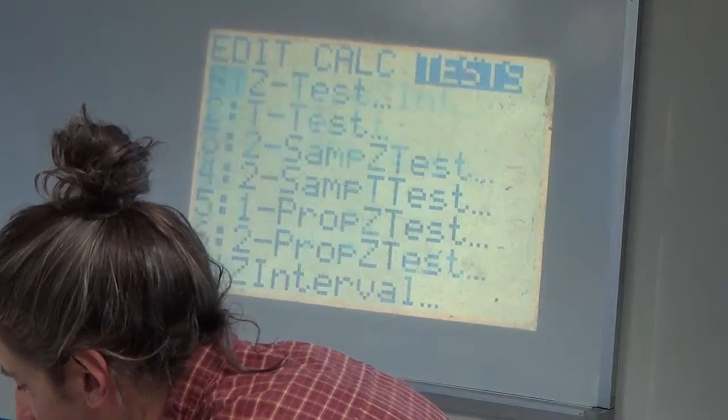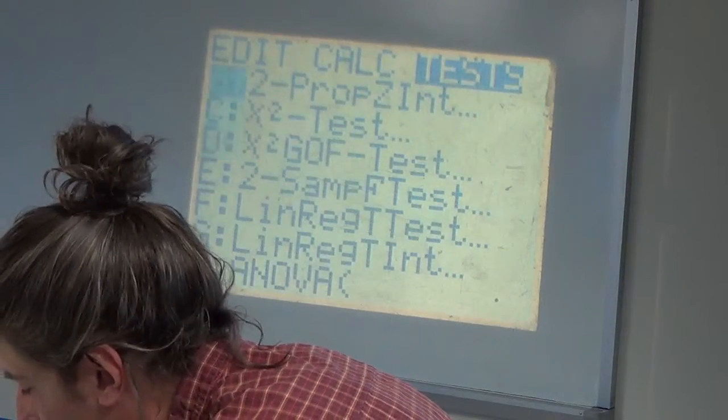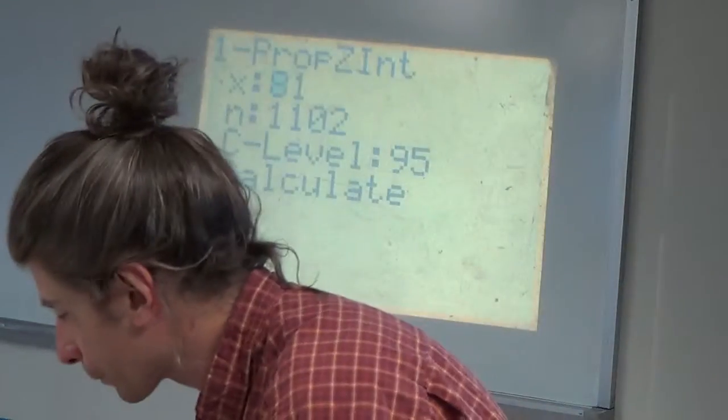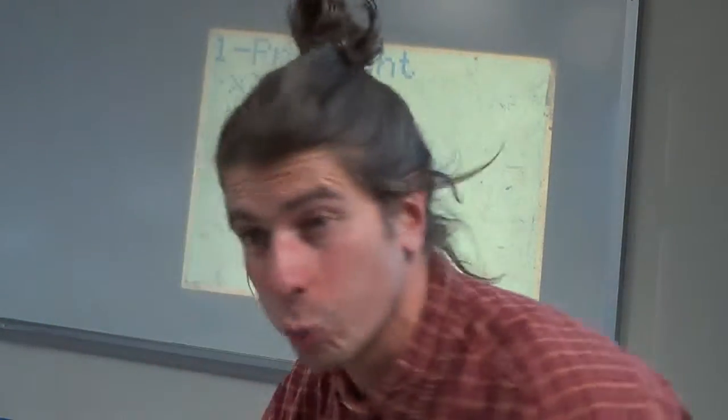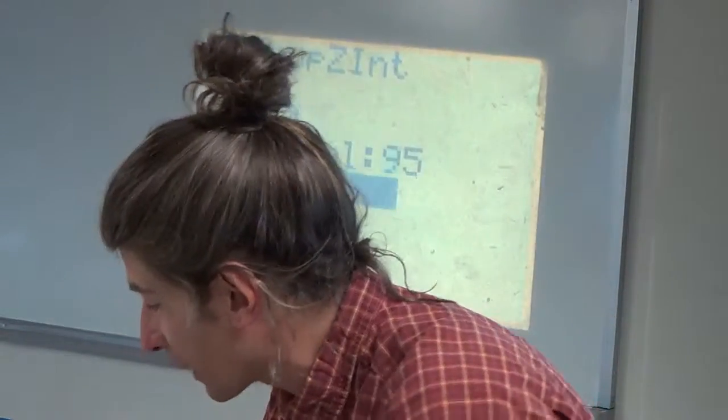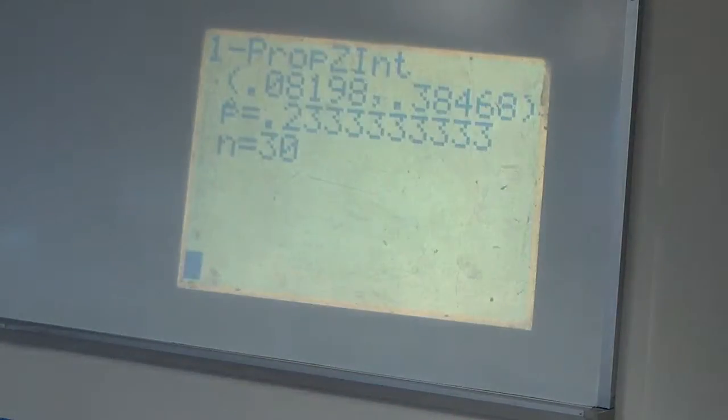If we do a 1 prop z int, just as a quick reminder from last week, 7 out of 30, which would be the percentage of those that are under half a pound, yes? 95% confidence. I am 95% confident that somewhere between 8 and 38% of Del Taco half pound bean and cheese burritos are under half a pound. That's a hell of a margin of error, isn't it?